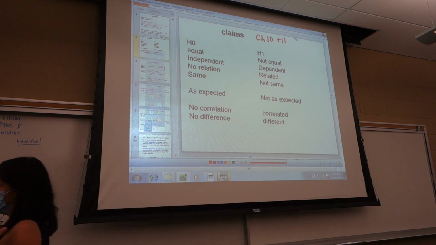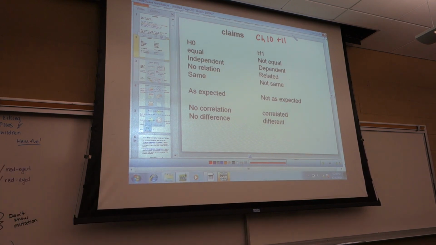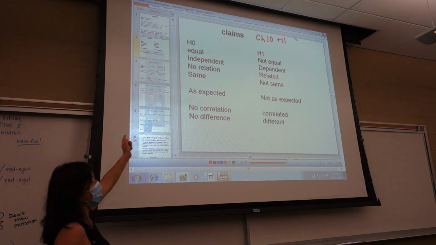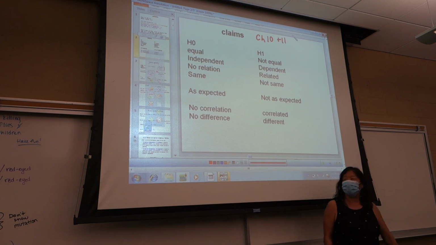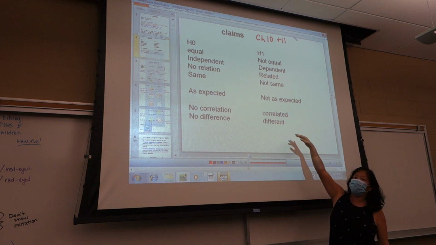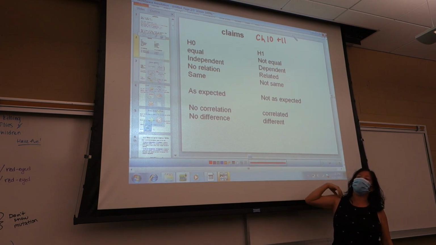If you get one of the opposites, the opposite of equal is not equal. The opposite of independent is dependent. The opposite of no relation is related. The opposite of same is not the same. The opposite of as expected is not as expected. The opposite of correlation is correlated, and the opposite of no difference is different. If you get one of these as your claim, then your claim is going to be H1.